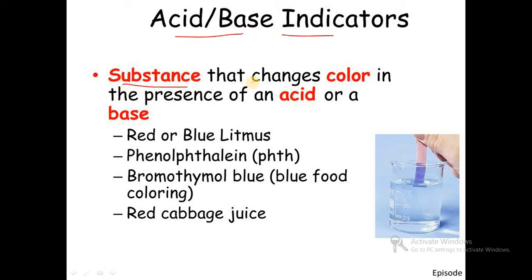That is, a substance that changes color in the presence of an acid or a base is called an acid base indicator. Then there are different types of acid base indicators. Red or blue litmus is also called an acid base indicator. Phenolphthalein indicator, PHTH in short form. Bromothymol blue, food coloring indicator. Then red cabbage juice. All are acid base indicators.